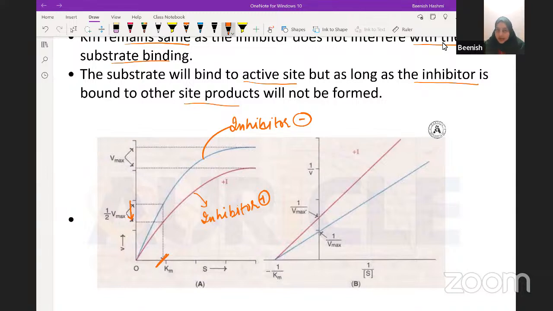And this is the Lineweaver-Burk plot. You can see your Vmax is going to decrease. Since this is a reciprocal plot, it is going to shift upwards. So Vmax decreases, but Km remains the same.